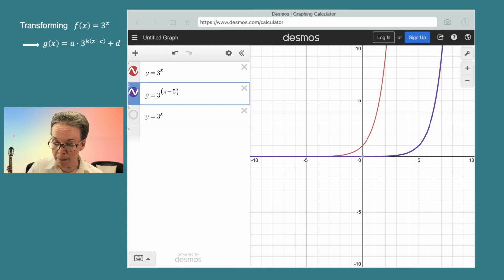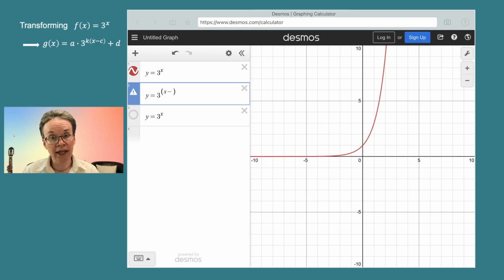Now, what happens if I make c negative? If I make c negative, if c is negative 5, this negative that was there originally will become positive because you're going to have a negative times a negative. So this will now be positive. So positive 5, let's keep it at 5, and see now what happens.